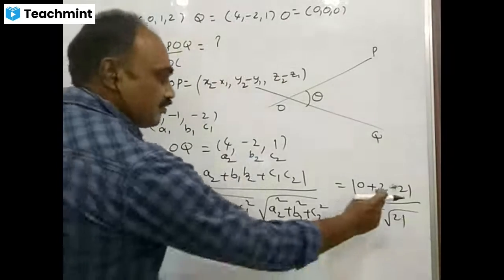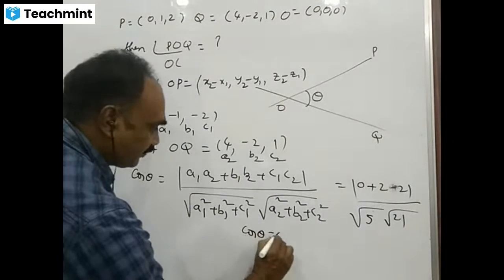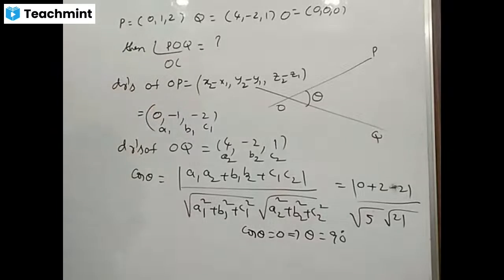But here, friends, 2 minus 2 is 0, so cos theta is equal to 0. What is the value of theta, friends? 90 degrees. Cos 90 is 0. Theta is equal to 90 degrees.